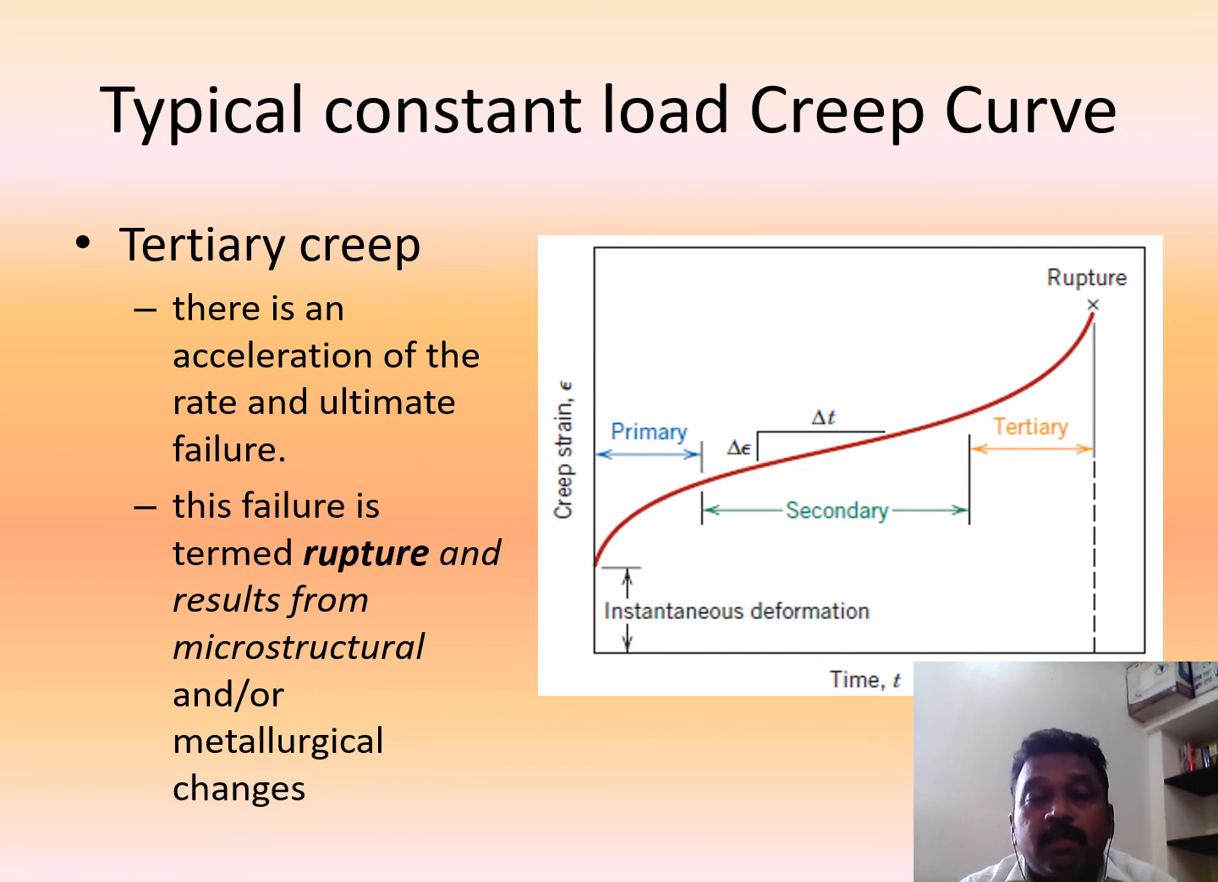Finally, there is tertiary creep here. There is an acceleration of the rate and ultimate failure. What you can see here is a sudden acceleration. The strain increased, and finally it failed in the form of rupture. This failure is termed rupture. In fatigue we call it a fracture, whereas in creep we term it rupture. This results from the microstructural or metallurgical changes happening inside the specimen. So the specimen got ruptured.